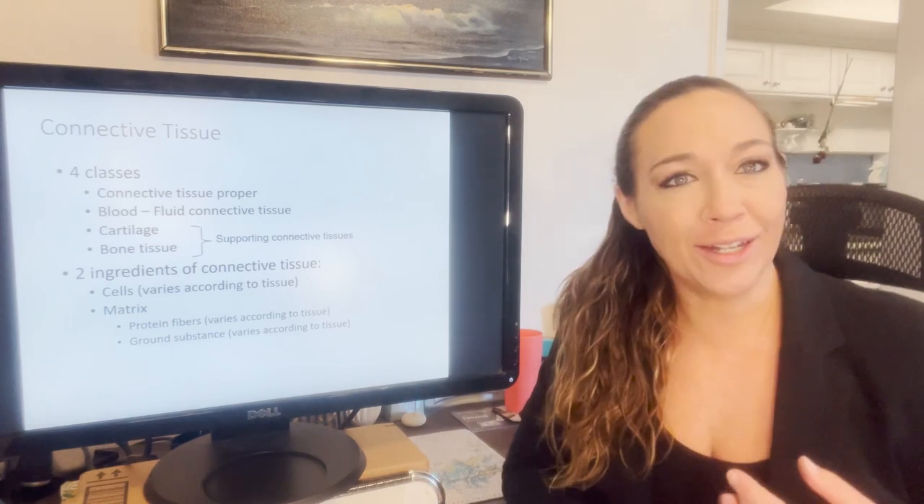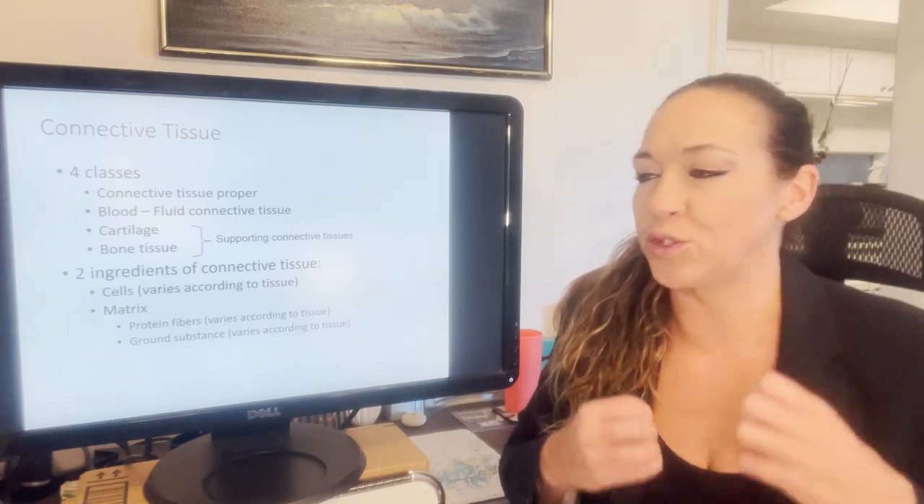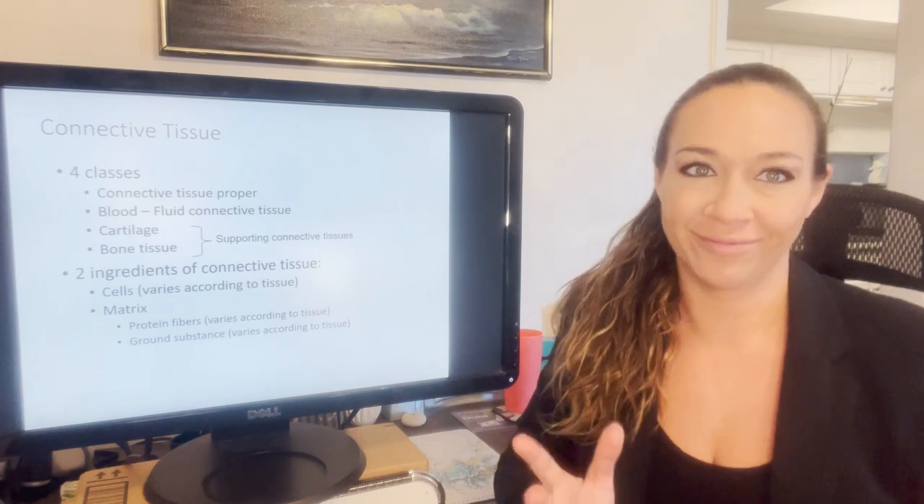Next up, we have cartilage and bone. Okay, so cartilage and bone are going to be both used for structure, for support. These are known as supportive connective tissues.